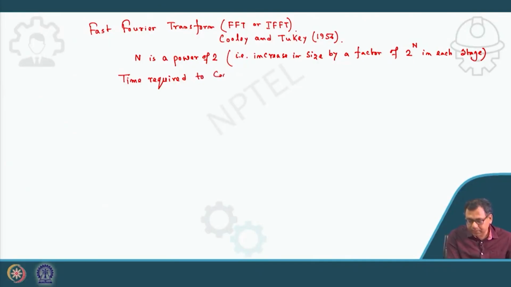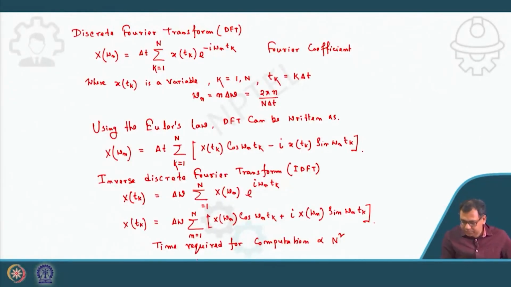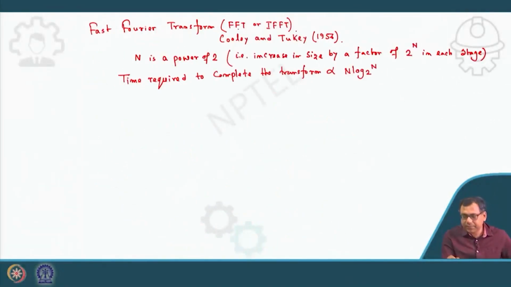to complete the transform is proportional to n log 2n. So your DFT is proportional to n square, whereas FFT is proportional to n log 2n. So that means FFT is faster than DFT. Okay. So now let us see how much faster it is.